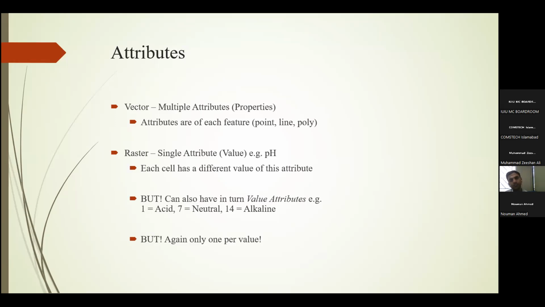For the raster, there is a single attribute value, that is a binary number or pH values. Each cell has a different value. So every single layer has different values for the specific location. We can also explain it with pH, for example, where below 7 is acidic, 7 is neutral, and up to 14 is alkaline. But again, it's only one value per cell.